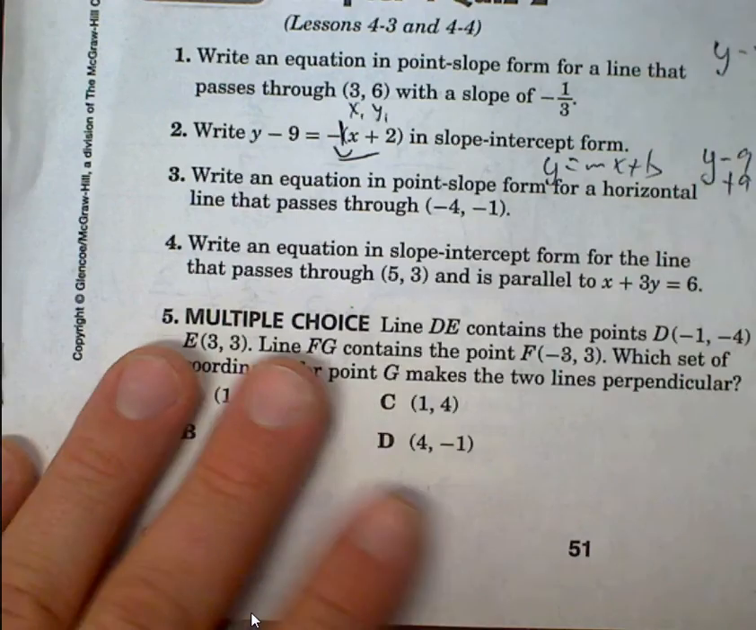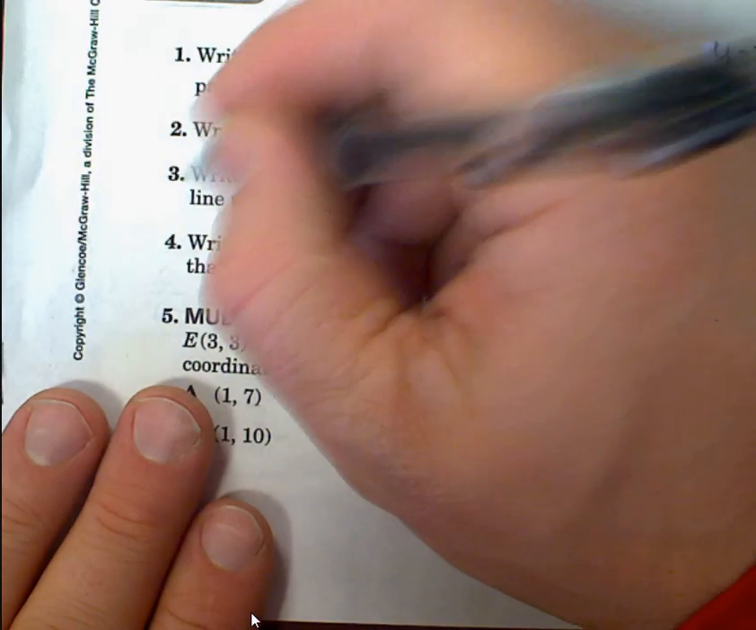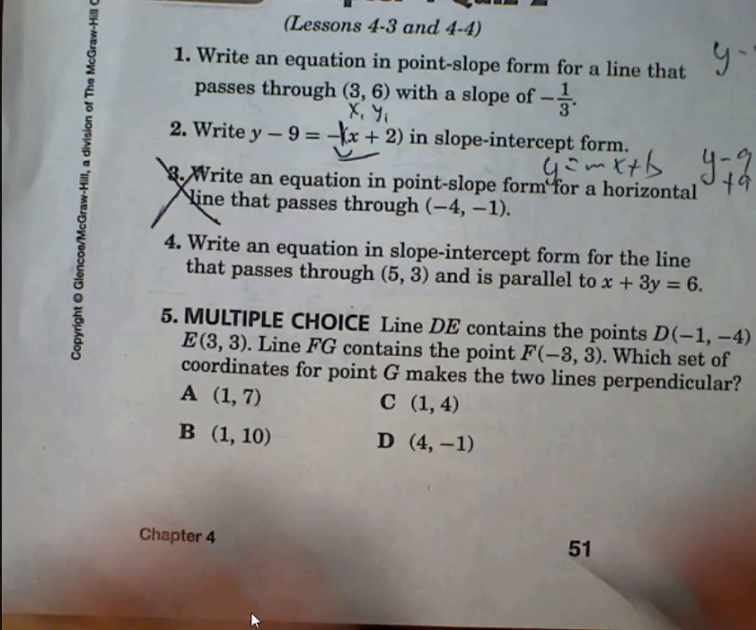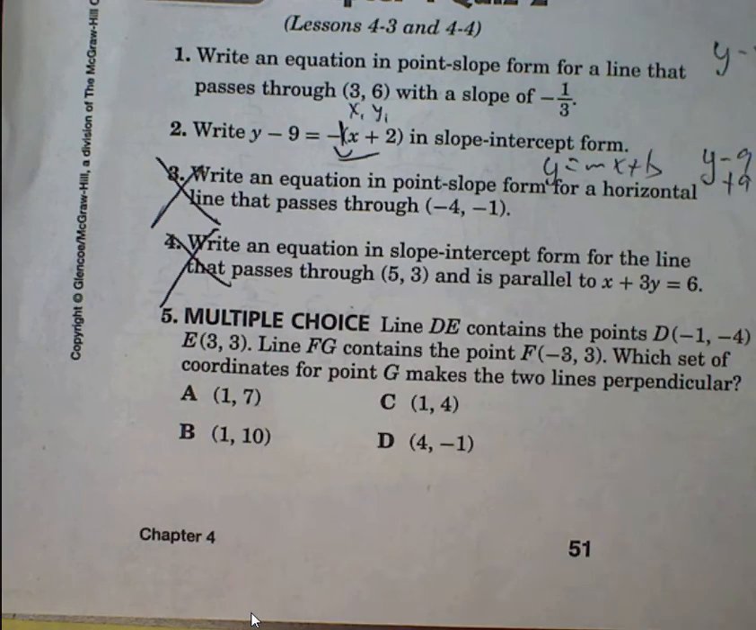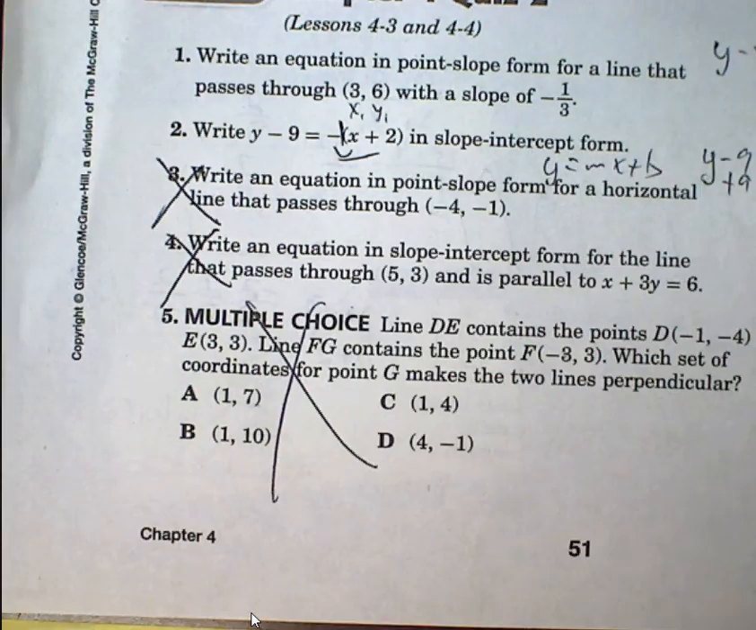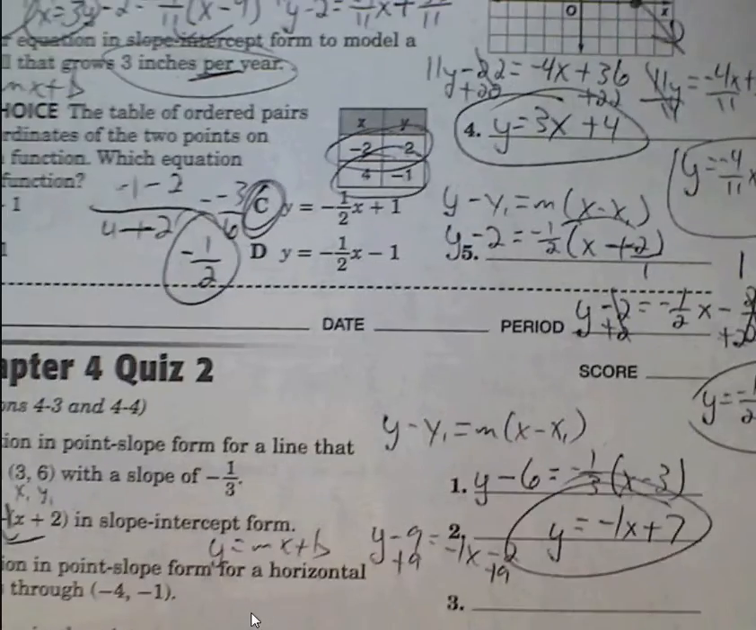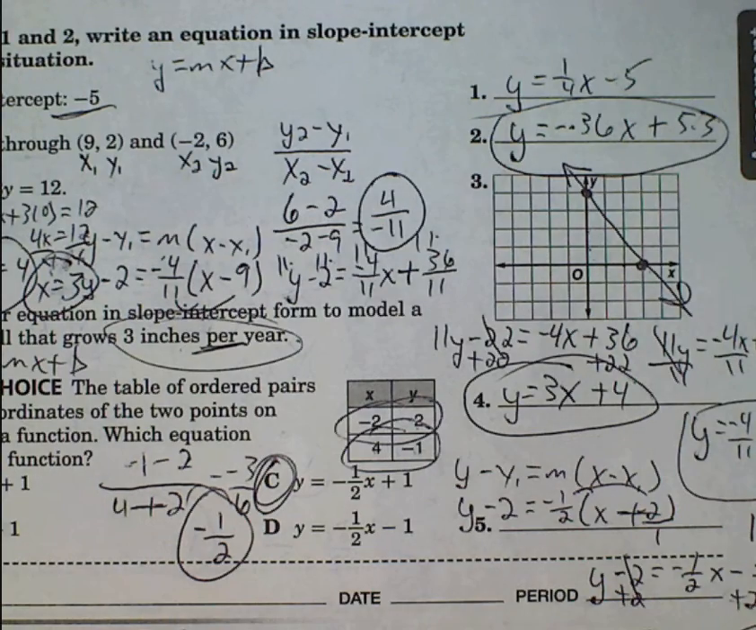Number 3. I have not taught you number 3 just yet. We're not going to worry about that. I have not taught you number 4 just yet, so we're not going to worry about that. We're also not going to worry about 5 because I have not taught you how to get lines that are perpendicular. And that is part 2.